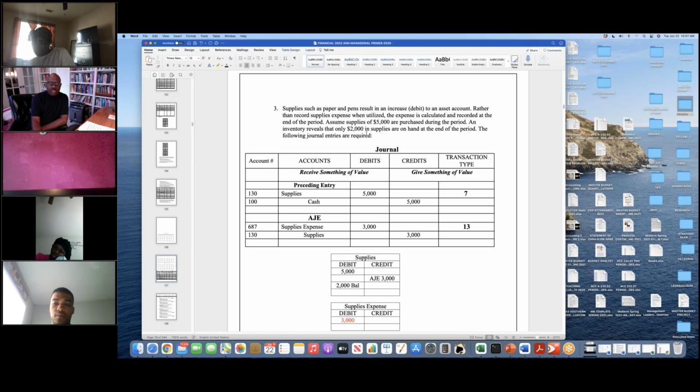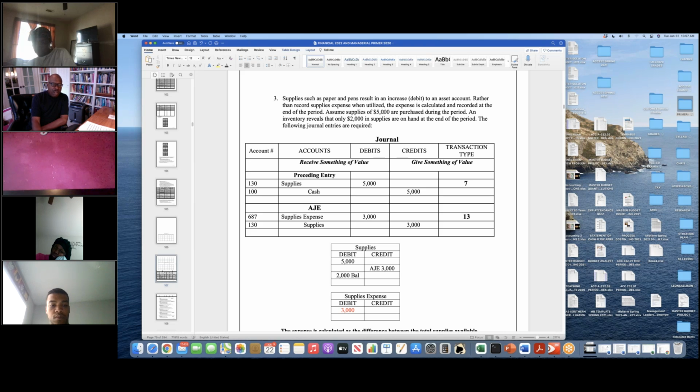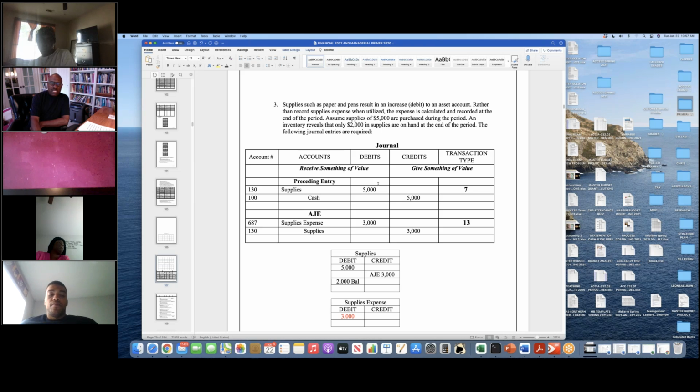Okay? When we buy the supplies, it's always the difference between what we bought and what's left. That's the expense. That's what's been utilized. Everybody is expected to be able to do that. Okay. Are there any questions on the supplies adjusting entry? So here, supplies is an adjusting entry that's occurring because of usage. We use something, it's no longer there.